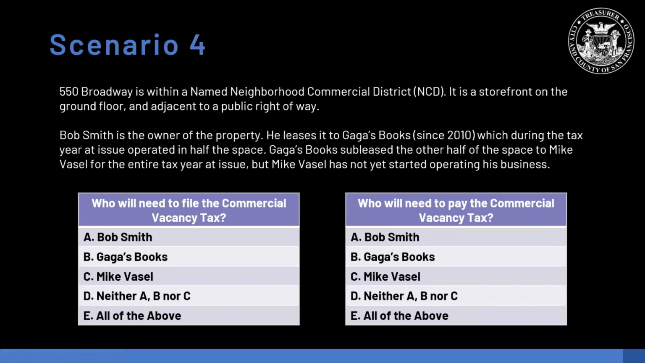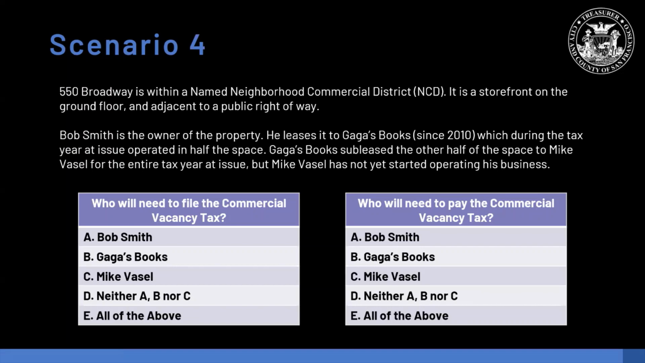Scenario 4. 550 Broadway is within a named neighborhood commercial district. It is a storefront on the ground floor and adjacent to the public right-of-way. Bob Smith is the owner of the property. He leases it to Gaga's Books since 2010, which during the tax year at issue operated in half the space. Gaga's Books subleased the other half of the space to Mike Vassell for the entire tax year at issue, but Mike Vassell has not yet started operating his business.